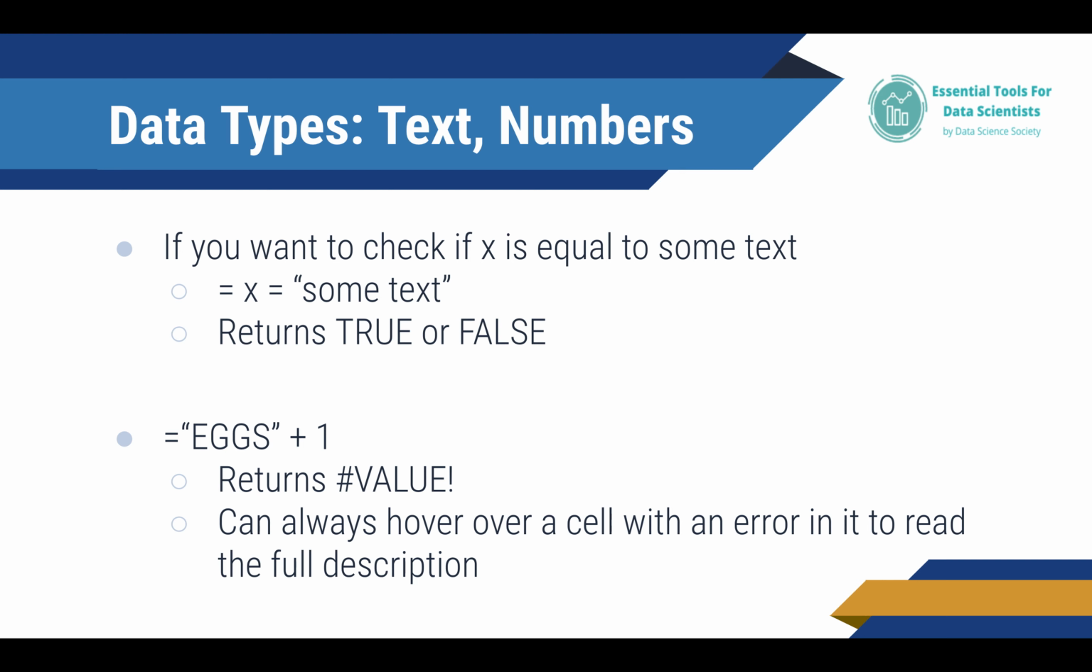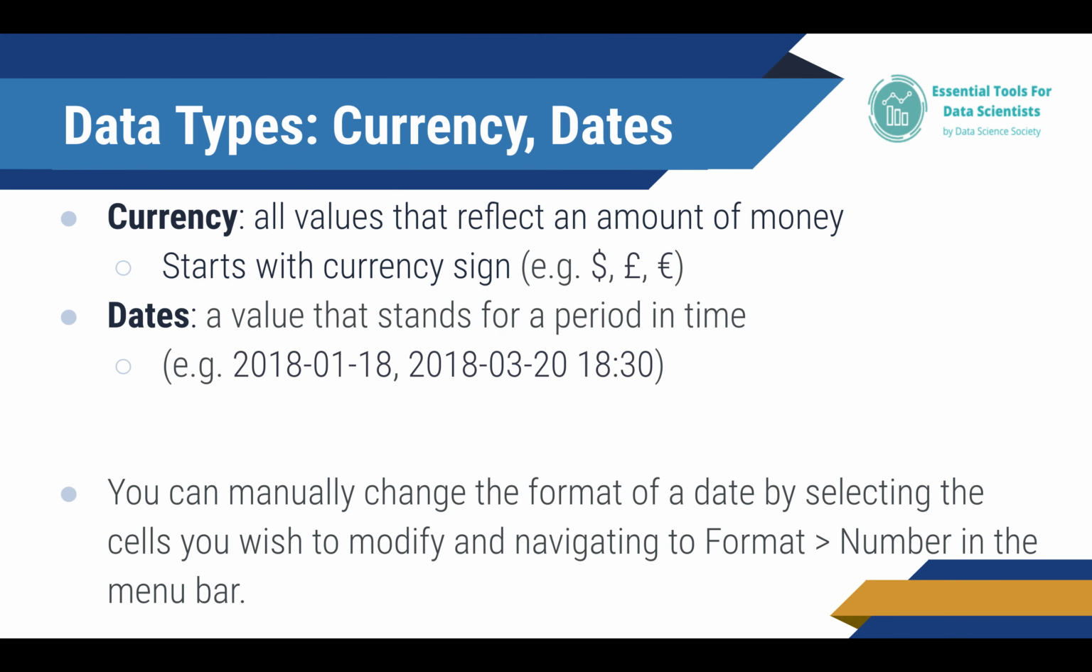So if we try and do calculations with text, we're going to get a value error. Equals eggs plus 1, it's not going to work. Anytime we get an error in any cell, we can hover over the error in that cell to read the full description. The description is often going to feel less technical than some Python error that we would get.